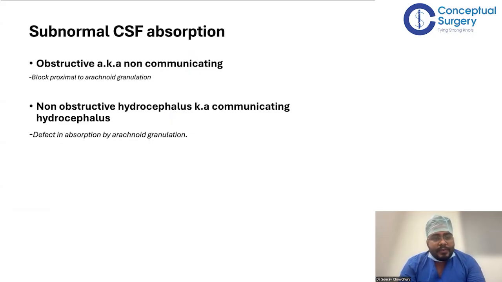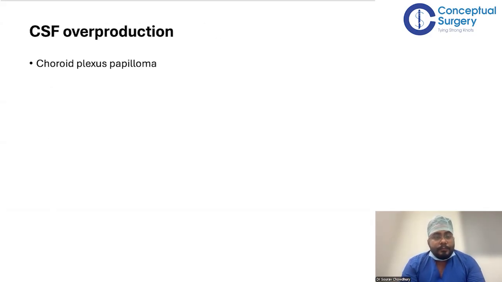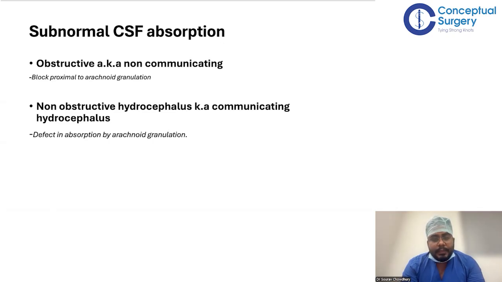The other type of hydrocephalus is called non-obstructive hydrocephalus, which is also called communicating hydrocephalus, because there is no obstruction. The entire channel is communicating. So what is the reason behind it? It can be because of a defect in the absorption by the arachnoid granulation. We have seen that there is subnormal CSF absorption. The problem is in the arachnoid granulation.